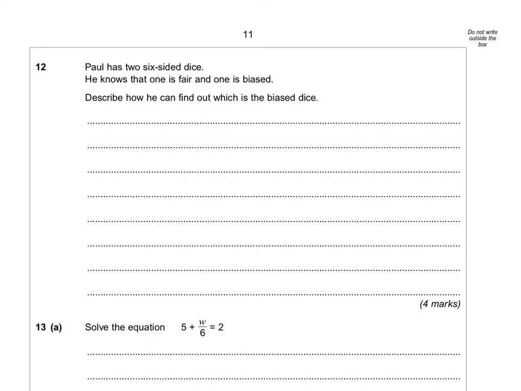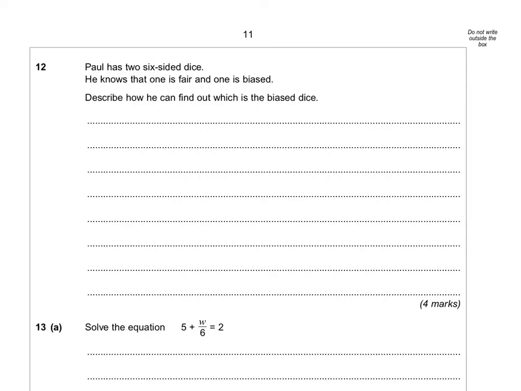So really what you're going to do is take each dice, roll it lots of times, and then you're going to see that for one of them, all the numbers, 1, 2, 3, 4, 5, and 6, should happen about the same amount of times. And the biased dice will have numbers that happen a lot more than others. Alright, so it's just a matter of putting that down.